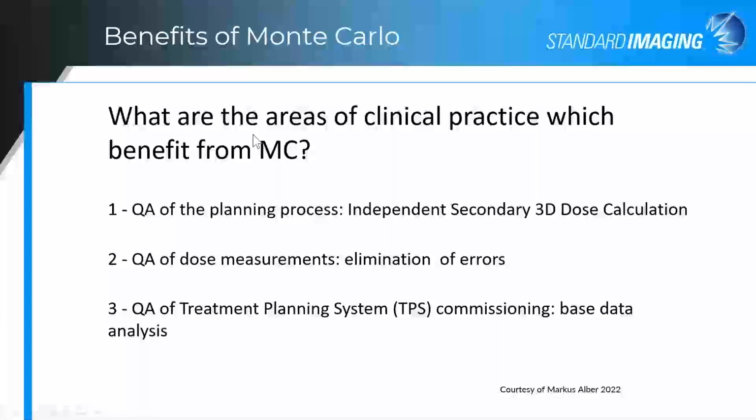So then, just to recap, what are the benefits of Monte Carlo? Of course, we want the QA of the planning process, using your independent secondary check, the QA of the dose measurements, which I've spent quite a bit of time talking about in order to eliminate errors. And then, of course, there's the QA of the treatment planning system. This can be different items such as your DLG, just confirmation if you have a different system, how the comparison looks.